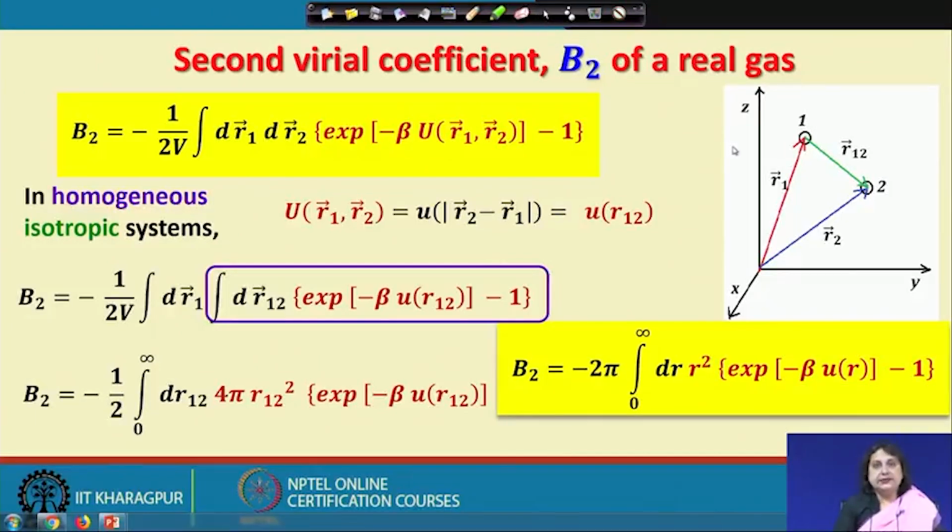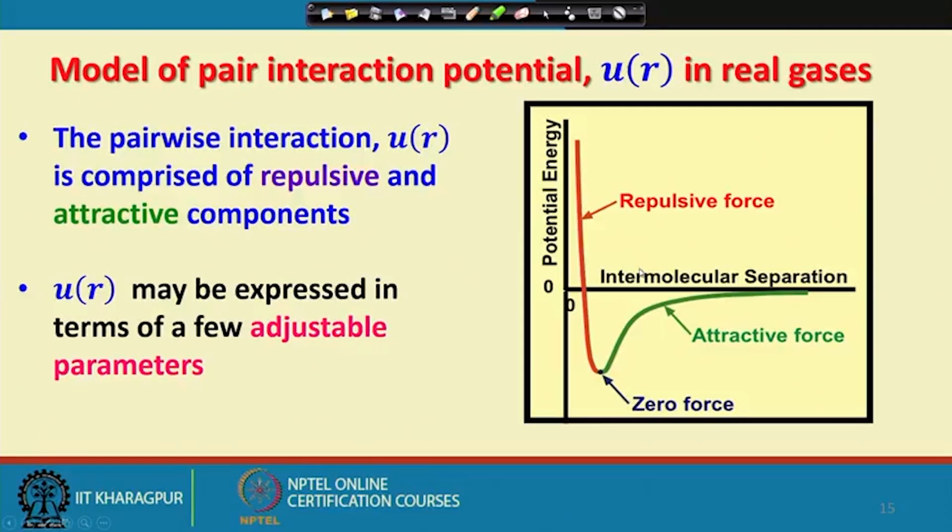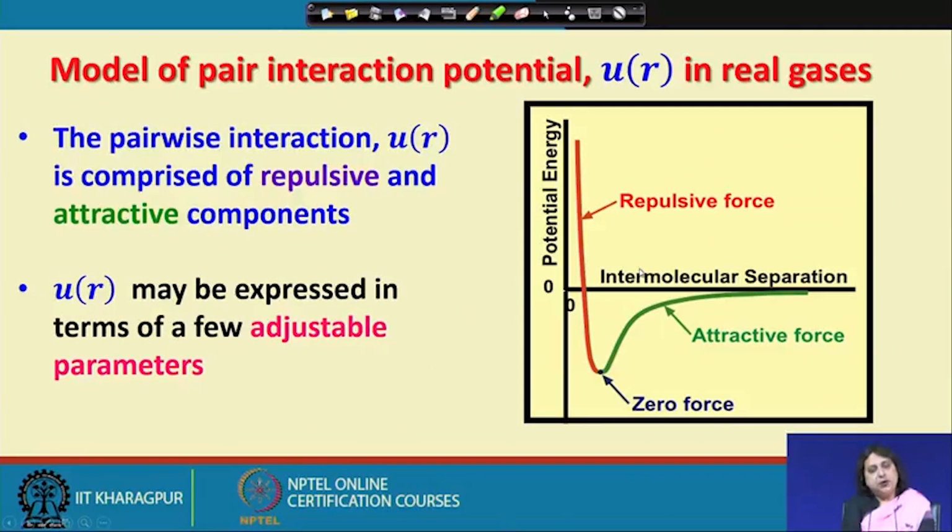Therefore, at this stage it was found that for a real gas, if I have some model of the pair interaction potential between particles 1 and 2, that is u of r, then I should be able to find out what B2 is. So, this actually brought us to the discussion of whether it is possible to model the pair interaction u of r in a gaseous system.